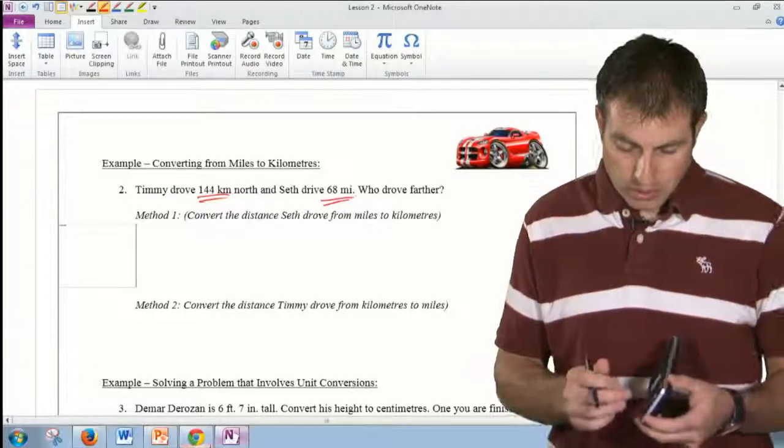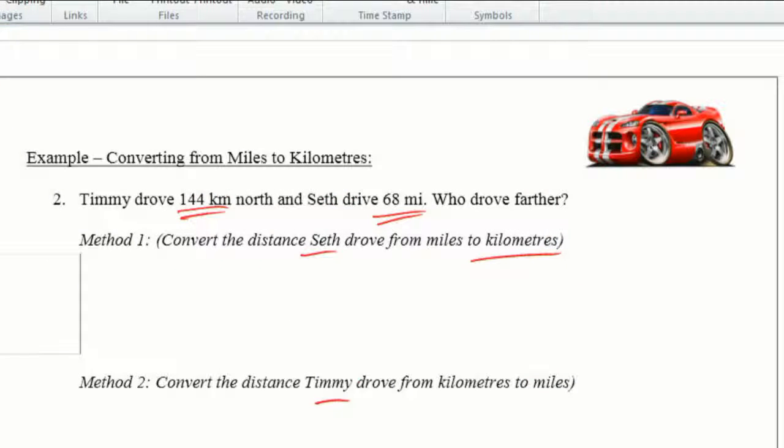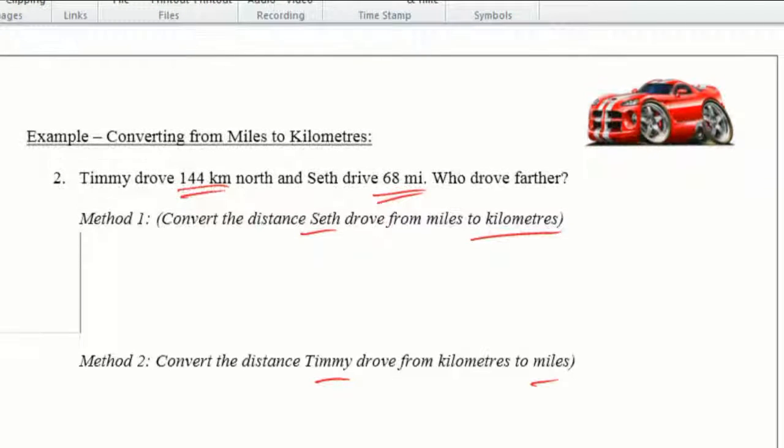So method 1, convert Seth's distance into kilometers. Method 2, convert Timmy's distance to miles. I'll do them both. You pick one. Half of us do one, half of us do the other, see how we end up. All right, so the first one, Seth drove 68 miles. So I'm going to start with that, 68 miles. And I'm going to have to multiply it by some conversion factor. I want to get rid of miles, so I'm going to put miles on the bottom. And I want to end up with an answer in kilometers, so I'm going to put kilometers on the top.